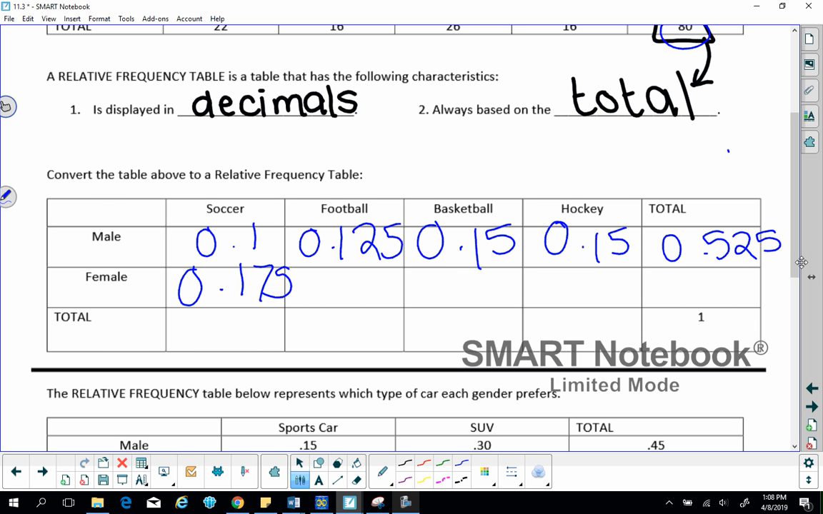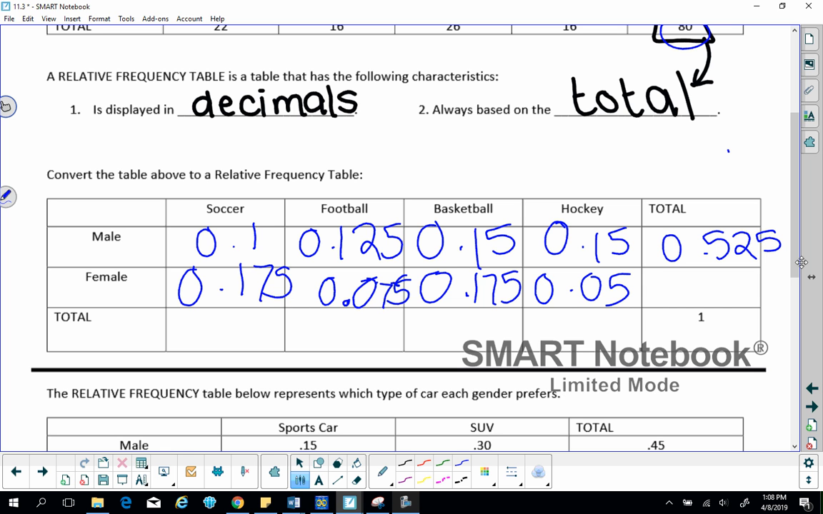Oh, you didn't quite get there. Jeremiah, what's the next one? 0.075. Wow. 0.075. Right. That's what I said. There we go. Gabrielle, what's the next one? 0.175. Michael, what's the next one? 0.05.